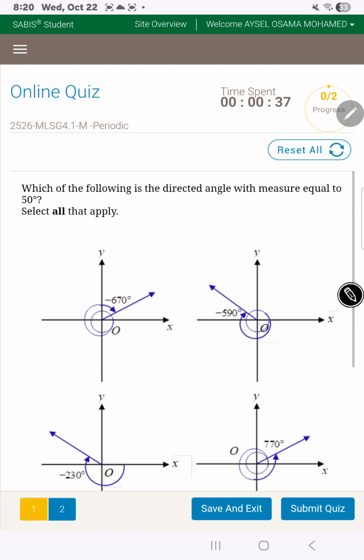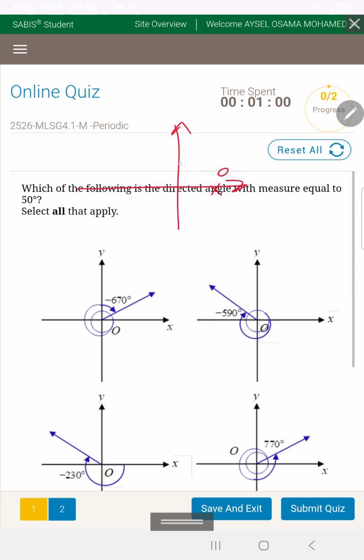In this video I'm going to solve this quiz from the course practice for the periodic. So let's see the first question. Which of the following is a directed angle with measure equal to 50? Select all that apply. For the angle to be 50, it must be in the first quadrant.